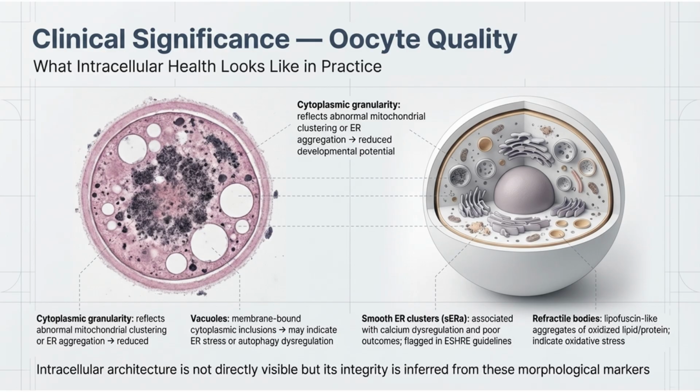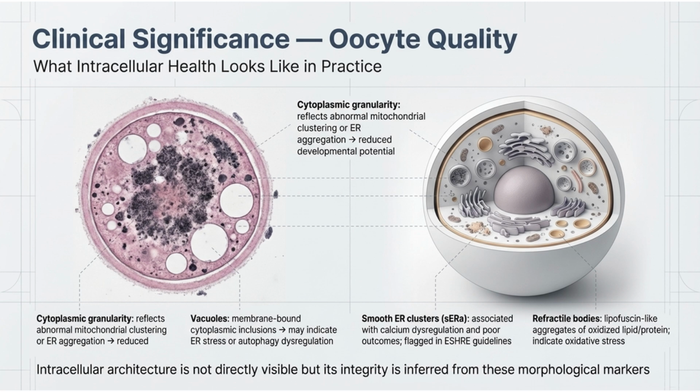Refractile bodies are dense, granular inclusions that represent accumulations of oxidized lipid and protein. Their presence signals oxidative stress within the oocyte, a state of reactive oxygen species accumulation that damages organelle membranes and deoxyribonucleic acid. Each of these dysmorphisms tells a story about intracellular health.